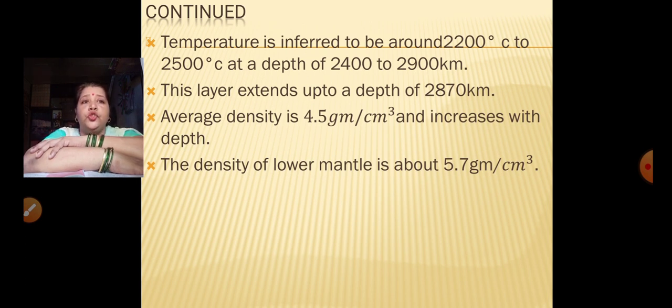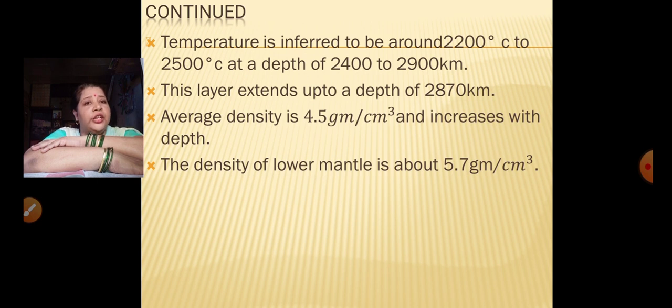Let's talk about the temperature in the upper mantle. Temperature is inferred to be around 2200 degrees Celsius to 2500 degrees Celsius at a depth of 2400 to 2900 kilometers. Only at the depth of 2400 to 2900 kilometers, the temperature is so very high, ranging from 2200 degrees Celsius to 2500 degrees Celsius. This layer also extends up to a depth of 2870 kilometers. This layer, that is the upper mantle, extends up till 2870 kilometers depth.